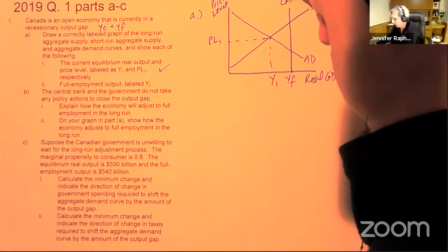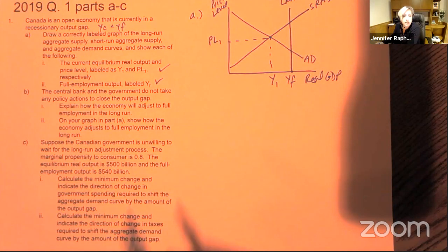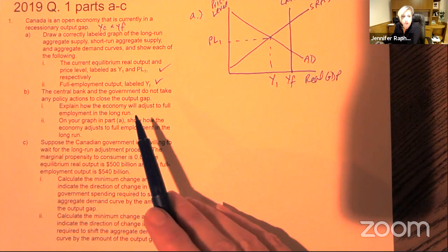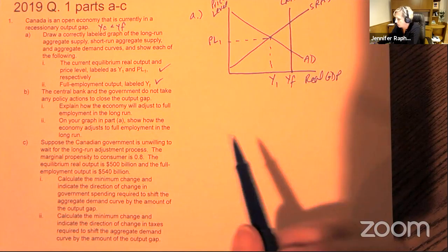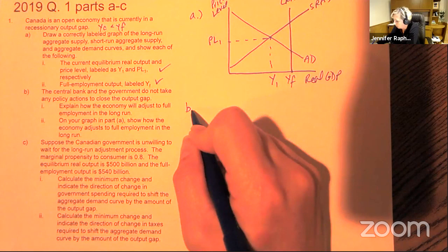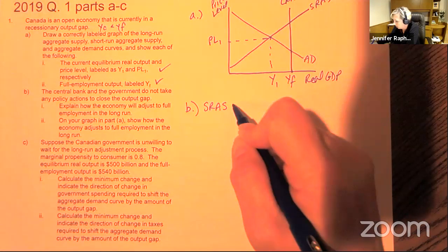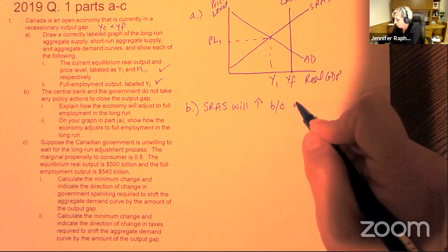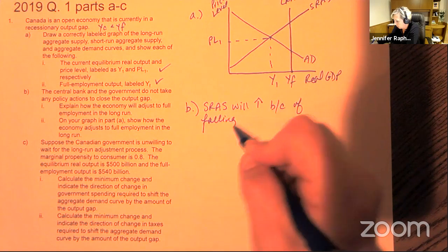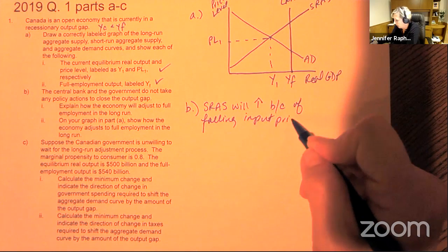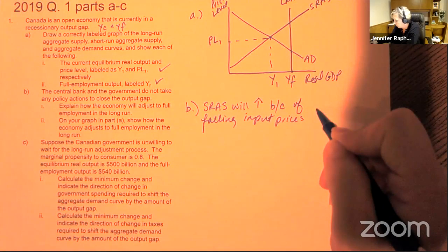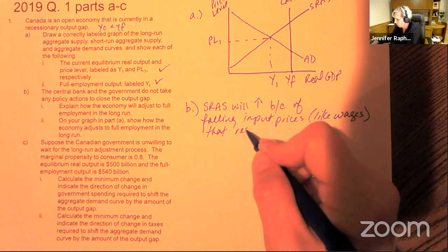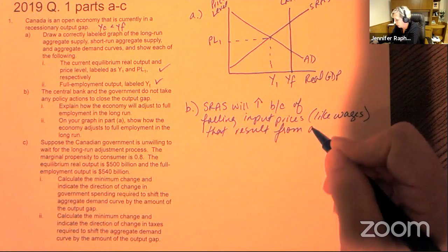So there's an economy in a recessionary gap. The central bank and the government do not take any policy actions to close the output gap. Explain how the economy will adjust to full employment in the long run. So this is what you reviewed last night. So what you've learned is that the short run aggregate supply will increase. And that is because of falling input prices. And you talked about these last night, right? Like wages, commodity prices that result from a recessionary gap.